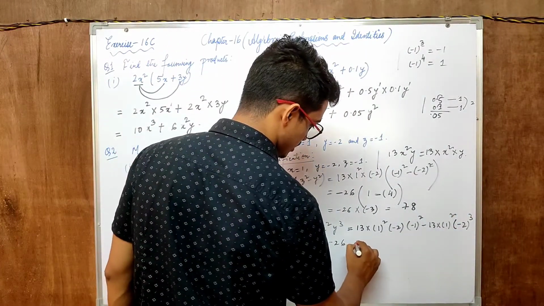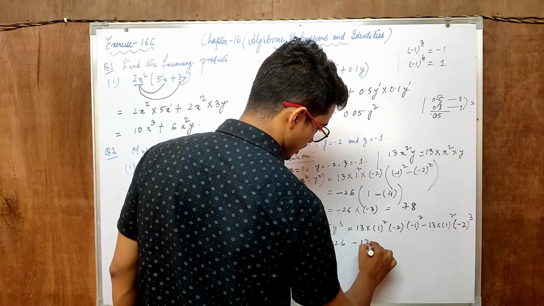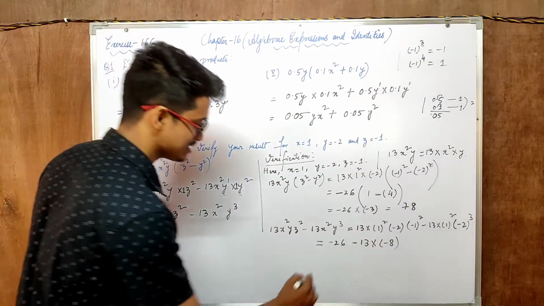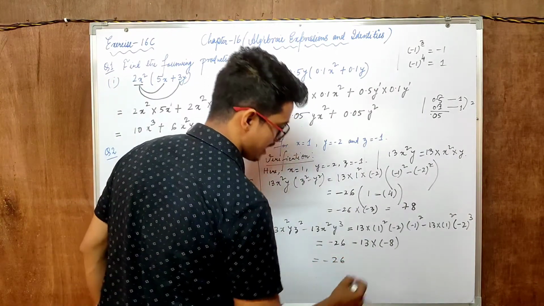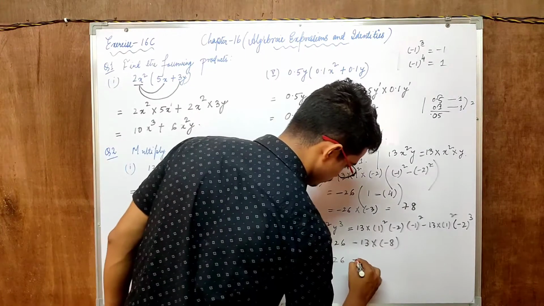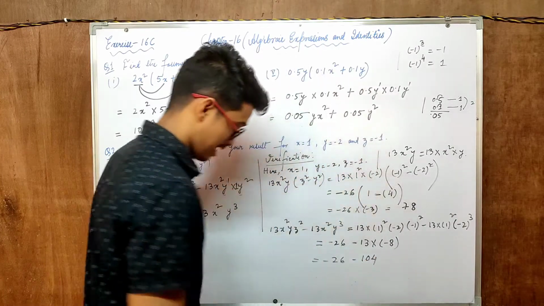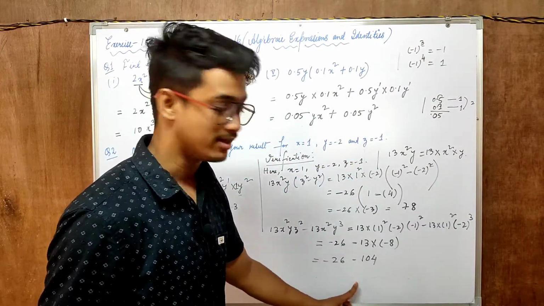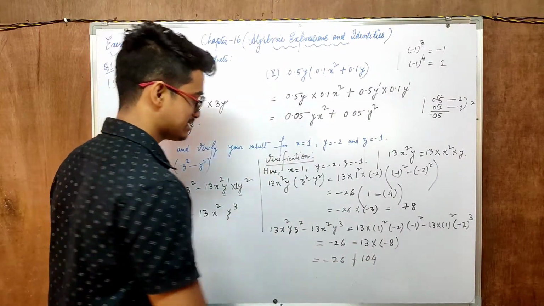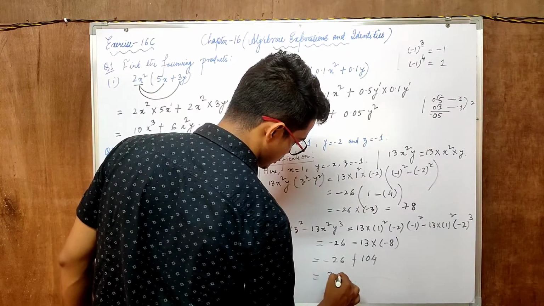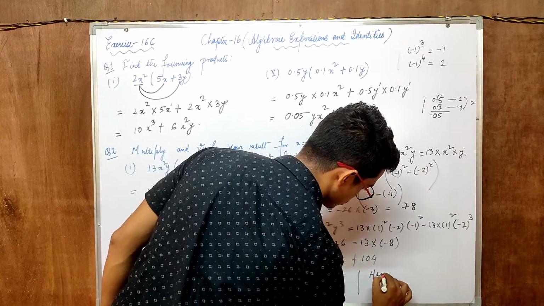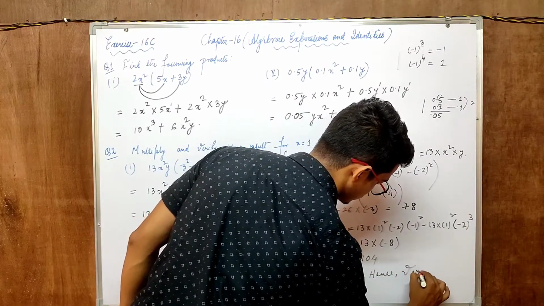So the net result is minus 13 into minus 8. At present I got it. After that, minus 26 will stay as it is, and minus 13 into 8 will become minus 104. Is it minus or plus? What do you think? Because minus into minus will give us plus, and 104 minus 26 is nothing but 78. Both the results are the same. So at the last I will write, hence verified.